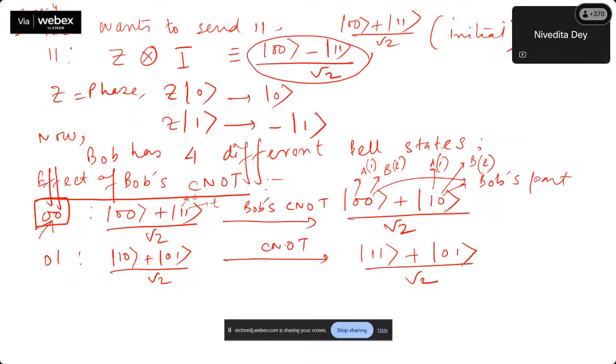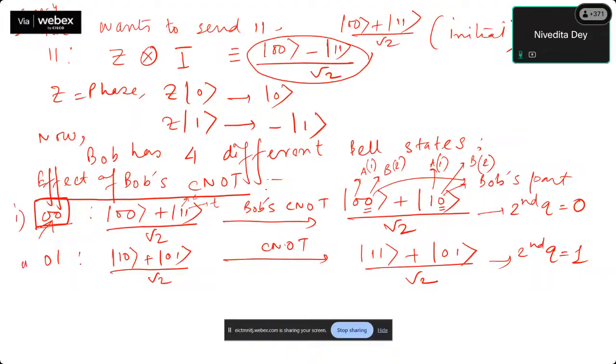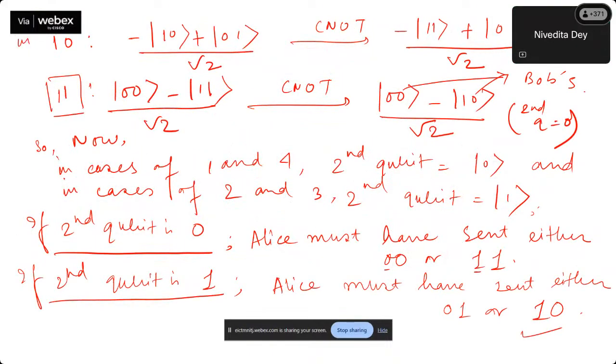So that means this particular thing will be 0 for the case where Alice must have sent 00. So my second qubit is 0 for this particular case. The first qubit is flipping, so I'm just considering the constant one here. Similarly, if you consider here, the second qubit is 1. Here also, the second qubit is 1. And here also, the second qubit is 0. So in cases 1 and 4, my second qubit is 0. And in the remaining cases 2 and 3, my second qubit is 1.